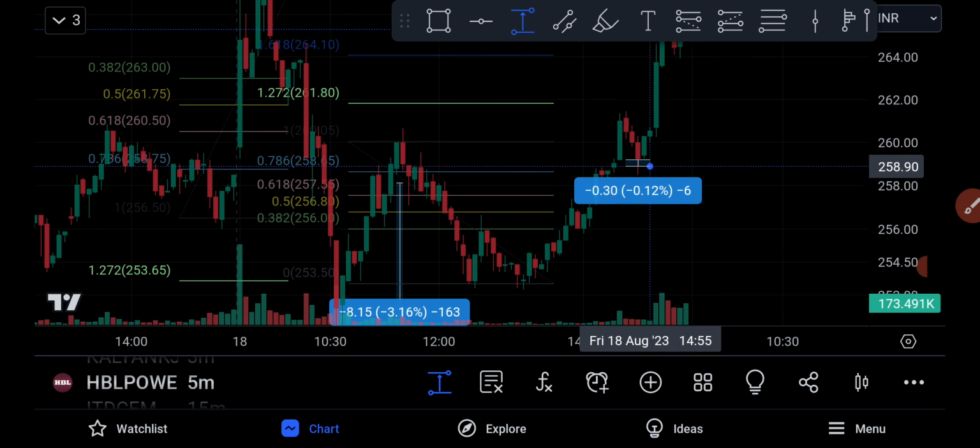Next, here again, easy entry and easy exit and decent profit. Next stock, VBL, complete consolidation. Next, NMDC, again decent, not much great.